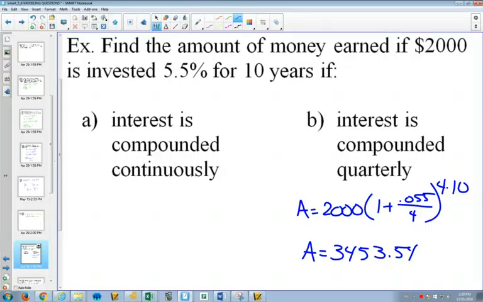How much more do you think it's going to be if it was all the time? This was only 4 times a year. This is like an infinite amount of times a year. What is your guess? Get a number in your head, do your own guess, and now we're going to figure it out. And I think you're going to be surprised.